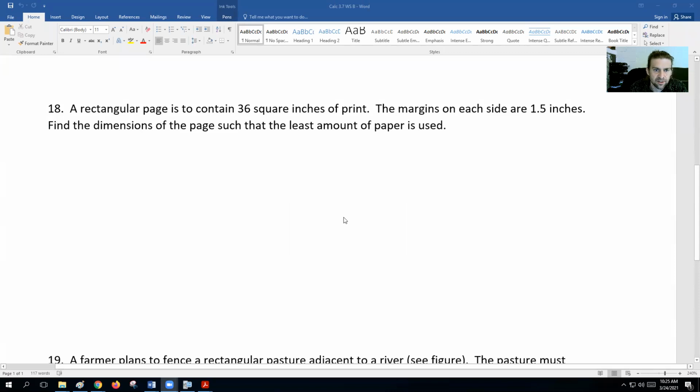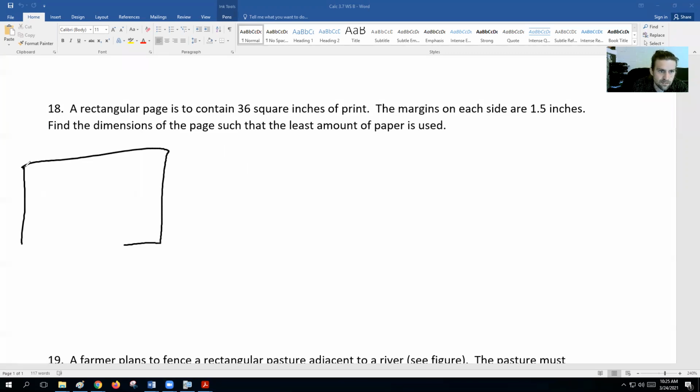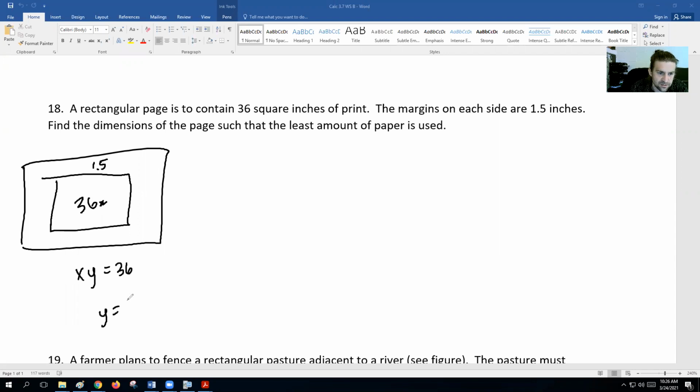Very similar problem here. A rectangular page contains 30 inches of print and the margin on each side is fine. Okay, so just like the last problem we did, that should help you out. The only difference is this is going to be 36, and we got 1.5 on each side. So still it's going to be x times y equals 36. So y equals 36 over x. And the area would be x plus, well, if we got 1.5 on each side, that'd be 3, and y plus 3. Okay, so just like the last problem, you're going to plug that in. So not too bad.